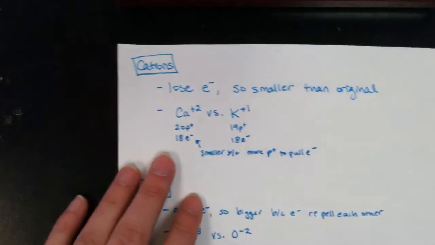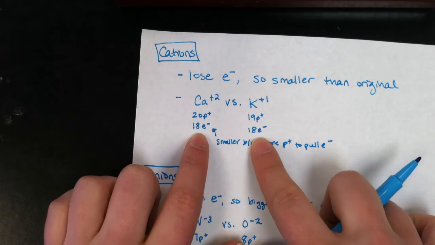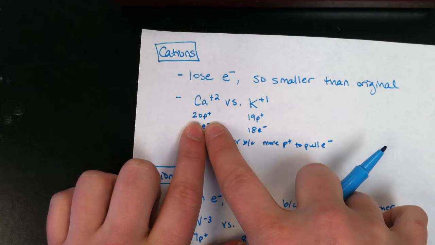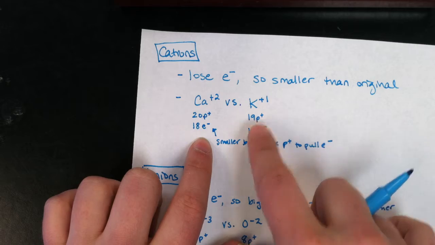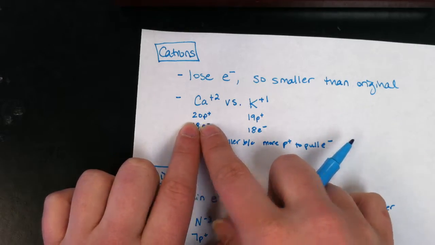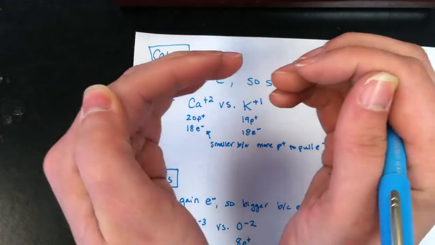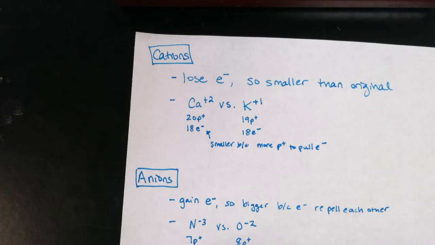But say we want to compare 2 cations. They both have the same number of electrons, but one has more protons than the other. The smaller one will be the one with more protons, because more protons can pull in those electrons and hold it more tightly.